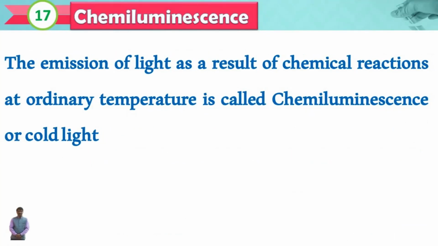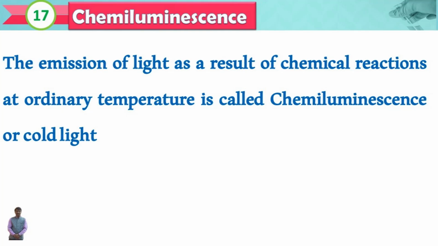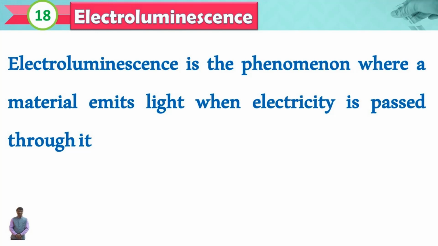Chemiluminescence. The emission of light as a result of chemical reactions at ordinary temperature is called chemiluminescence, also known as cold light. The best known example of chemiluminescence is the light emitted by a firefly. Electroluminescence. Electroluminescence is the phenomenon where a material emits light when electricity is passed through it. The best known example of electroluminescence is the neon light.